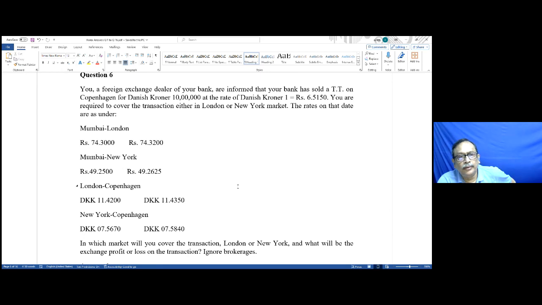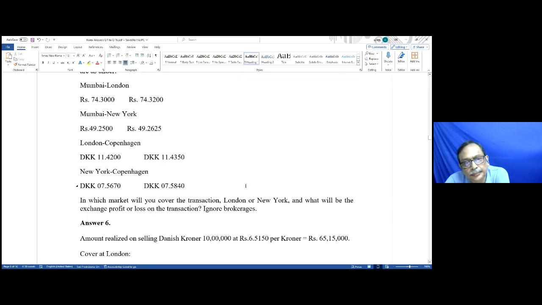Mumbai, London: rupees 74.3000 and rupees 74.3200. Mumbai, New York: rupees 49.2500 and rupees 49.2625.